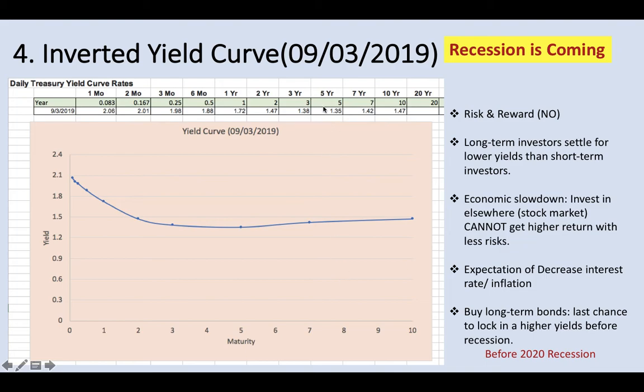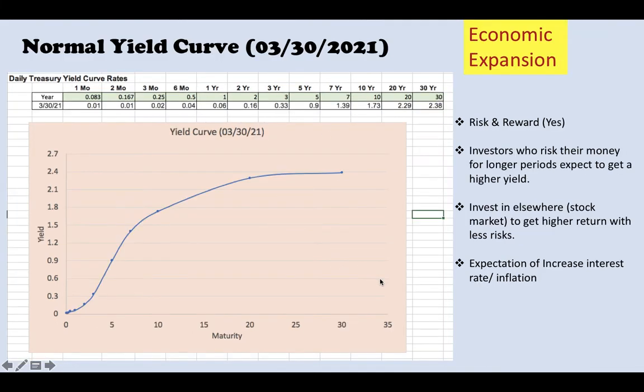So that's what happened in the economy. Okay, now we talk about today, right? We are in 2021. So the yield curve has become normal again. So basically, we are out of the recession. We can say economic expansion is starting because we are currently slowly coming out of the pandemic.